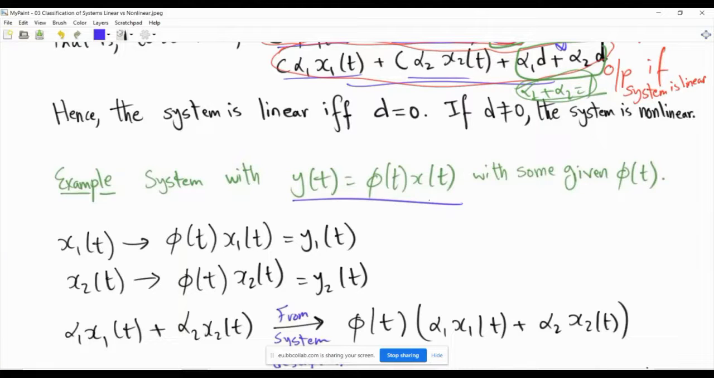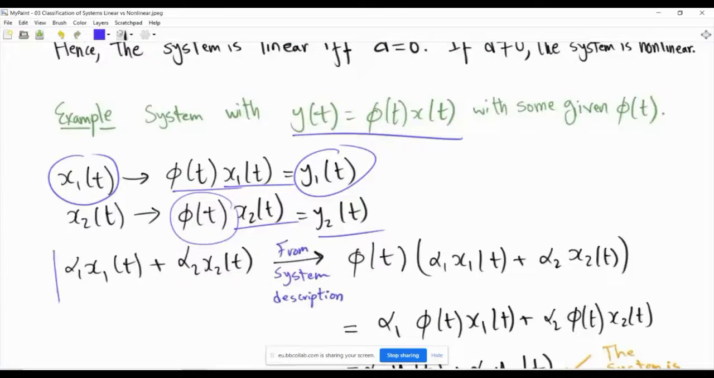Let's examine another system that takes a signal and multiplies it by some given function phi of t. Is this system linear or not? So again, you give the system a signal x of t. The system locally generates a function phi of t, and what the system does is take x of t, regardless of what it is, and multiply it by phi of t. So if you give the system x1 of t, it will respond with y1 of t, which is x1 of t multiplied by phi of t. You give it x2 of t, it responds with x2 of t multiplied by phi of t.